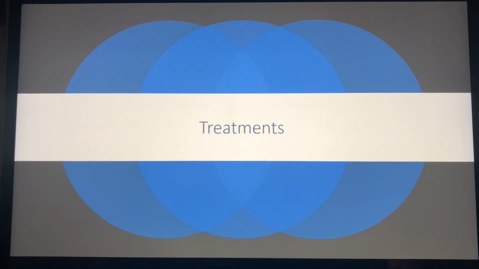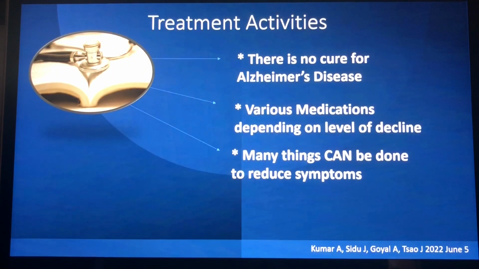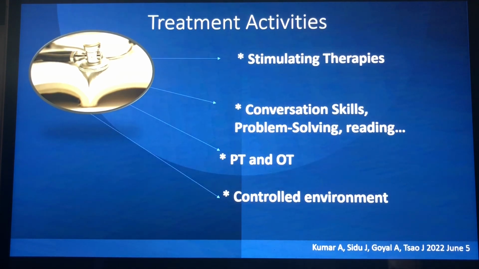So now let's discuss some treatments to do with Alzheimer's disease. Since there is no cure for Alzheimer's disease, treatments are focused on controlling symptoms and increasing quality of life. Various medications are used depending on the level of cognitive decline. Though Alzheimer's is not curable, there are a lot of things that can be done to decrease agitation and confusion for patients.